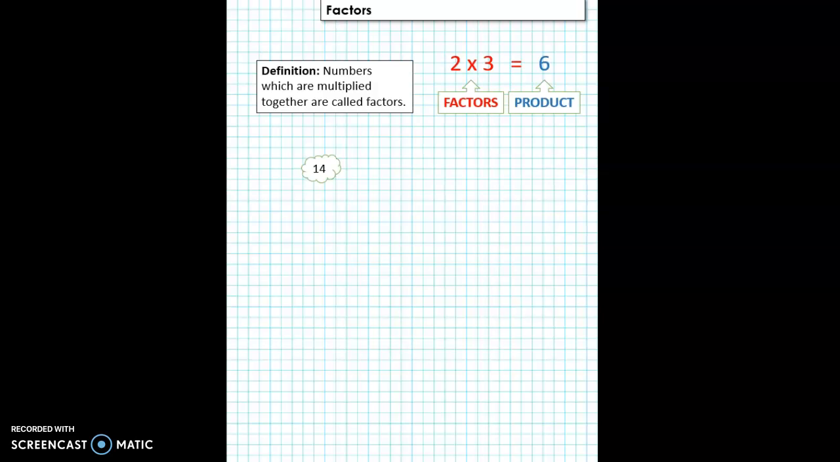We are going to use the rainbow method to find all of the factors for 14. We always start with 1 as our factor pair. 1 times the number itself is a pair of factors, so 1 times 14. Then we look at the next possible factor, which would be 2. Since 14 is even, 2 is a factor. 2 times 7 also gives us 14. There are no other factors between 2 and 7 that equal 14 when multiplied together. So all of the factors of 14 are 1, 2, 7, and 14.